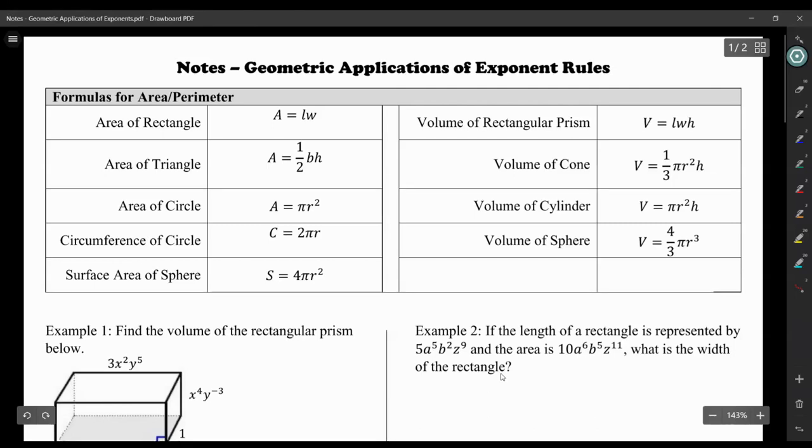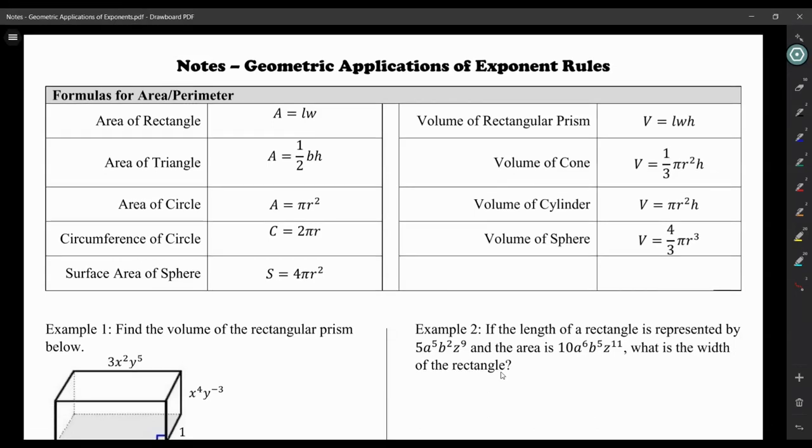Geometric applications of exponent rules. So at the top are some of the formulas you may need for these geometric applications. There are a few that you should memorize.